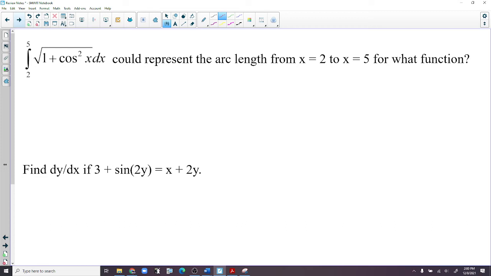Okay, we got quiet. What is it? Yeah, it's sine, isn't it? It's sine. Because if this represents the length of the curve, this is the derivative squared. So this must be the derivative. And the derivative of sine is cosine. So y equals sine is what we're measuring. We're measuring the arc length of sine from 2 to 5. That'd be the formula. It's kind of a nice little twist on that formula.